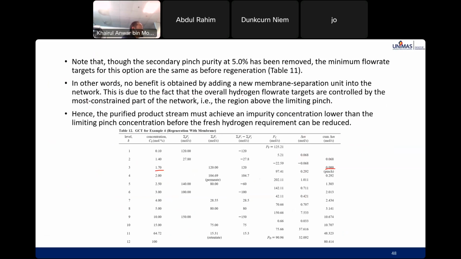This is due to the fact that the overall hydrogen flow rate target is controlled by the most constrained part of the network, the region above the limiting pinch. So this is the region above the pinch. Hence, the purifier product streams must achieve an impurity concentration lower than the limiting concentration before the fresh hydrogen element can be reduced. So meaning you need something that can purify better than 1.7%. At the moment, if we choose membrane, the purity is only up to 2%.